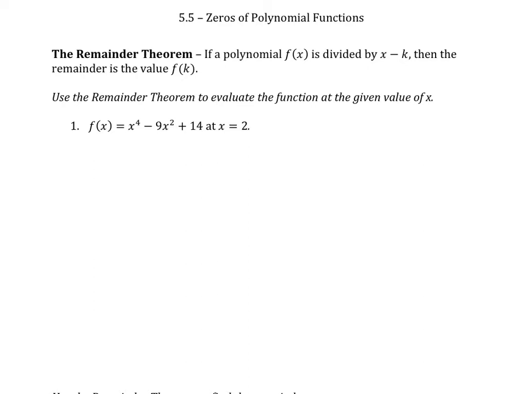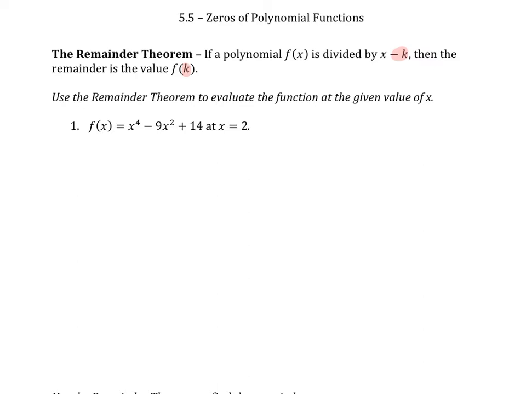So if a polynomial f of x is divided by x minus k, which is some factor, then the remainder is the value f of k. So notice here that here is your factor, right? So you have x minus k, your 0 is k, right? So if it goes in evenly, then it's a 0 of it. If not, and there's some remainder, that remainder is the value of f of k.